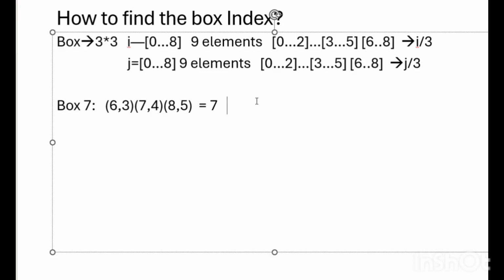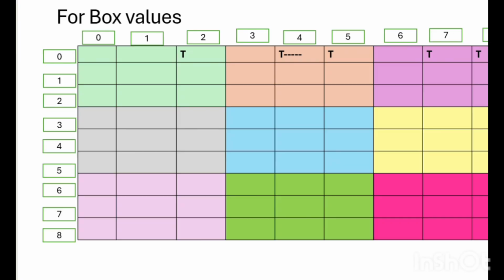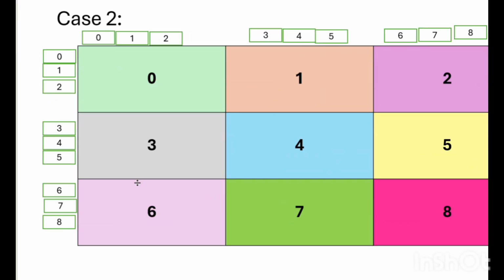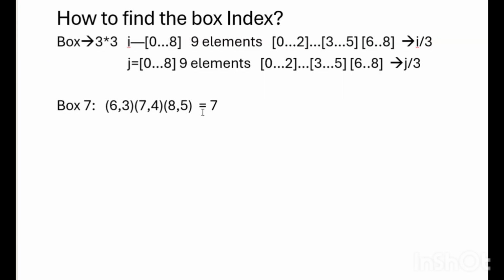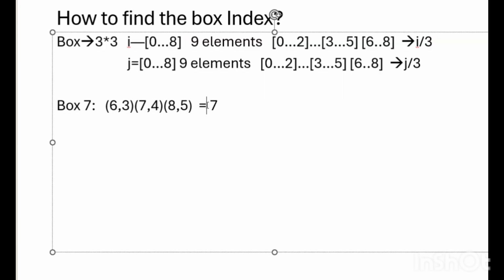Okay. So now how will we derive the formula out of this? For box 7, what are the values? If you see the values, it will be 6, 3, 7, 4, 8, 5. So the ij values are 6, 3, 7, 4 and 8, 5. So I have written it here. For all these ij values, the box index should be 7.